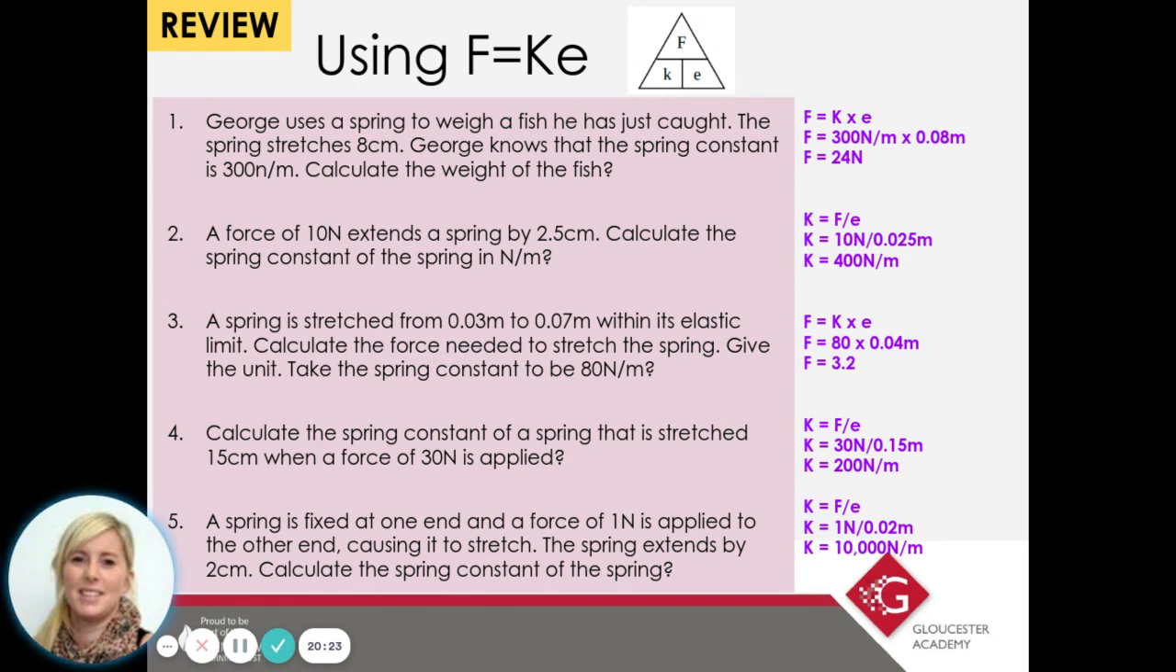And oh my God, what have I done? I forgot to put an N after my answer. I'm very disappointed in myself. Okay, so F equals 3.2 newtons. Not good. Okay, number 4, working out K, so working out spring constant.